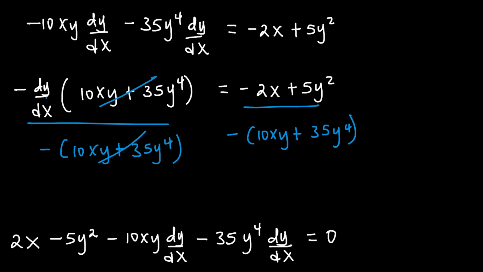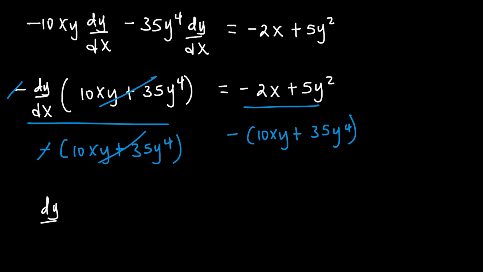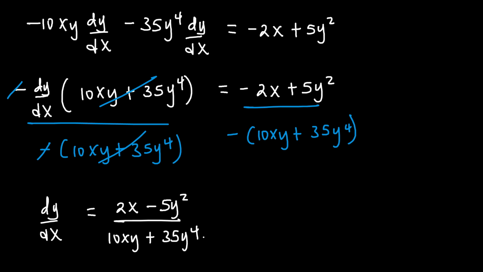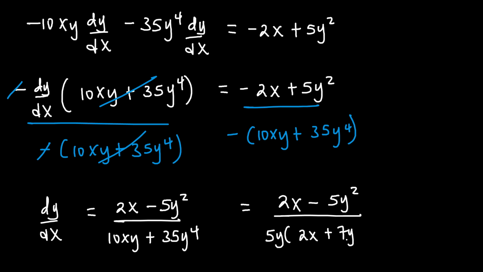This will cancel with that, and also this negative will cancel with that. And so we shall have dy/dx equal to, now this will become positive, (2x - 5y)^2 divided by 10xy + 35y^4. And this can also be written as (2x - 5y)^2 divided by, if we take out 5y from the denominator, we shall remain with 2x + 7y^3. And that's our answer.